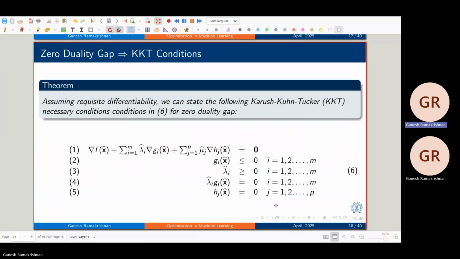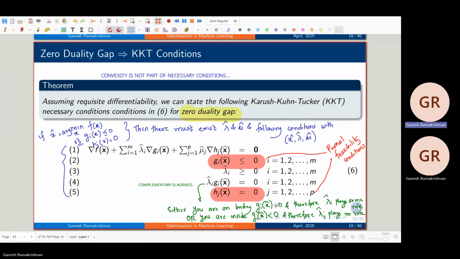If you have a dual feasible lambda, mu maximizing L star, then KKT conditions are necessary. But nowhere have we said so far that KKT conditions are sufficient. For sufficiency, what will you need? You need this condition, that the two are able to actually meet. That is convexity. I'm again emphasizing, convexity is not part of the necessary conditions. I've just written the whole thing again for your understanding.